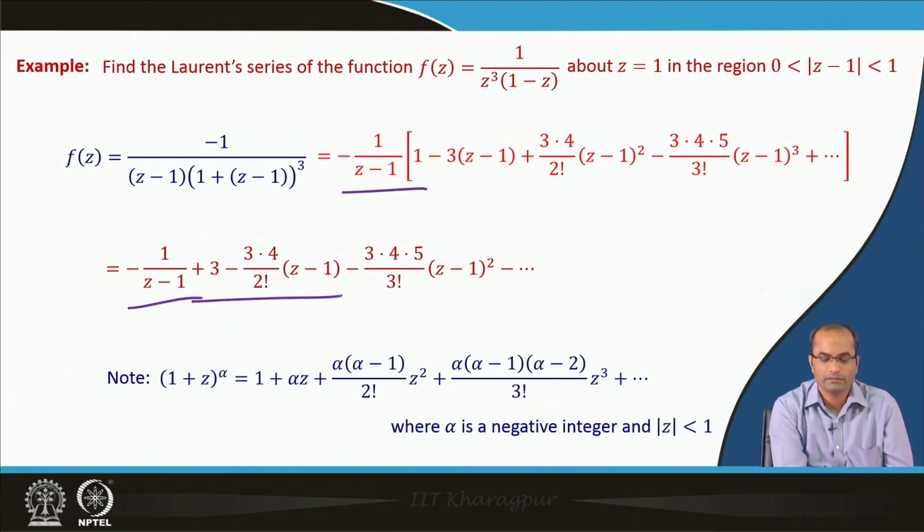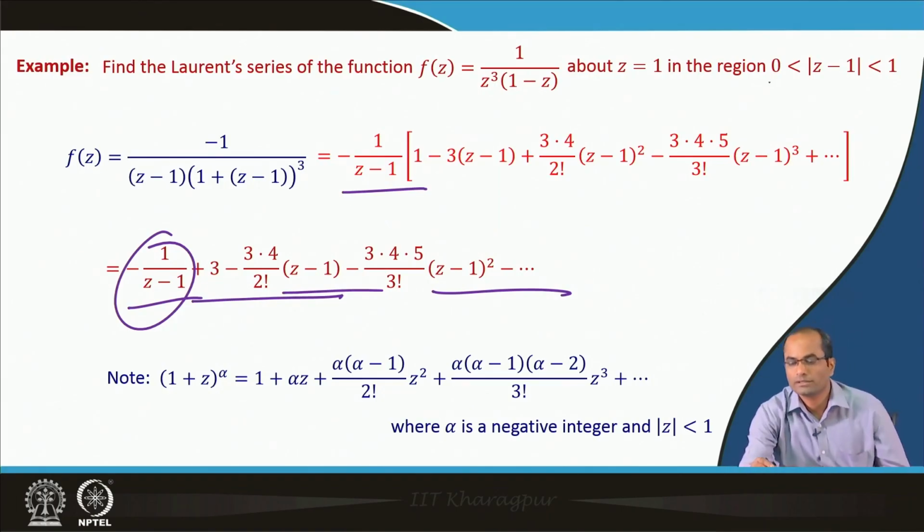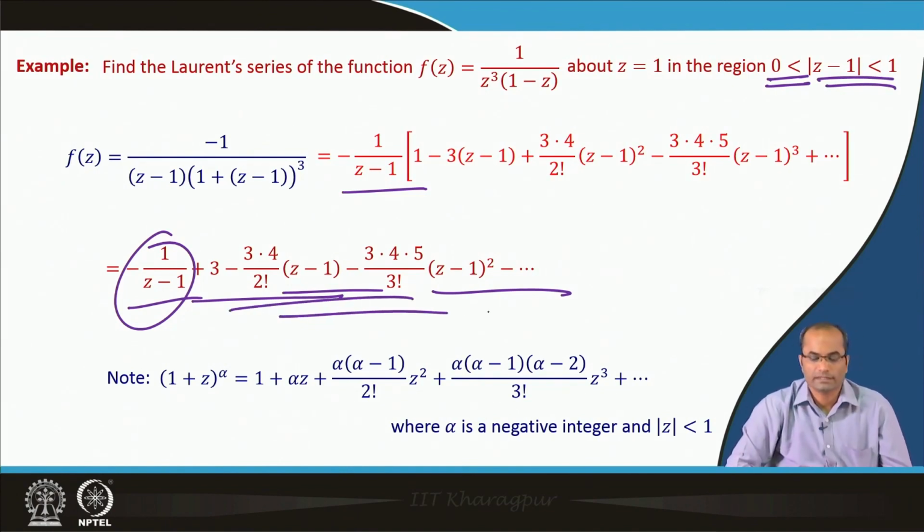So, we have one term with a negative power, and all the others we are getting as positive powers of z minus 1, because this is also the situation where we have a deleted point. Otherwise we would have had an annulus here, but only the one point, z equal to 1, is not in the domain. Otherwise this is valid in the whole domain except that z equal to 1 point.